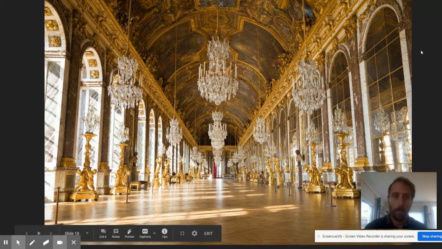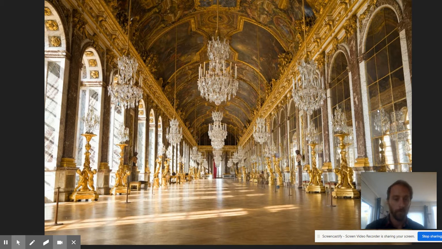So, this absolutely spectacular image is of the Hall of Mirrors in the Palace of Versailles. The Palace of Versailles is in the area of modern day Metro Paris. In the 17th century, so the 1600s and the 1700s, this was in the countryside.